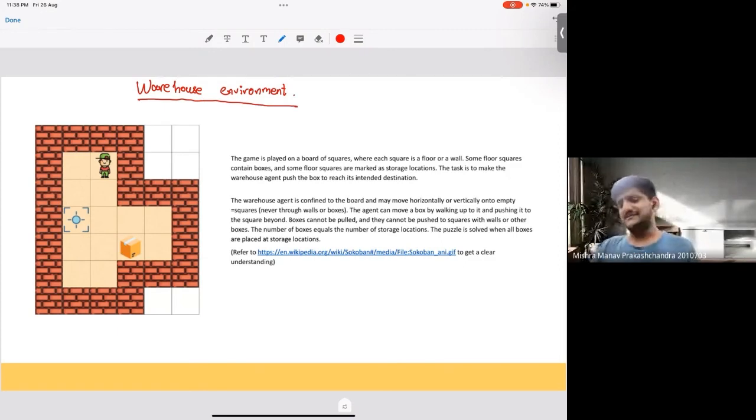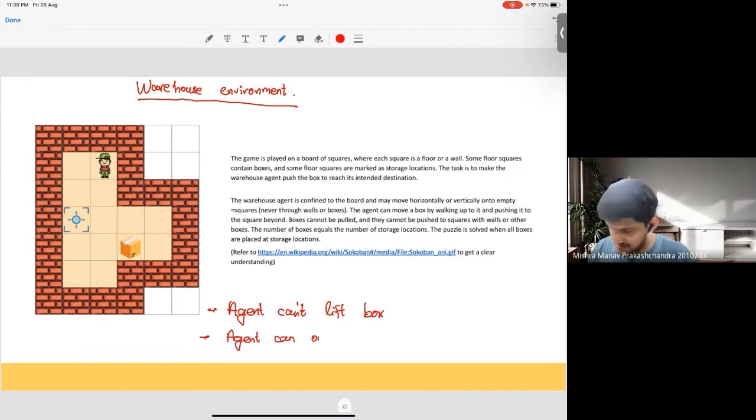Inside the warehouse, there is a delivery agent, and the agent has to deliver the box from its location to this target position. So the agent has to come here and deliver the box here. But the catch here is that the agent cannot lift the box. The agent can only push the box. The agent can't lift the box. The agent can only push the box from behind. Okay.